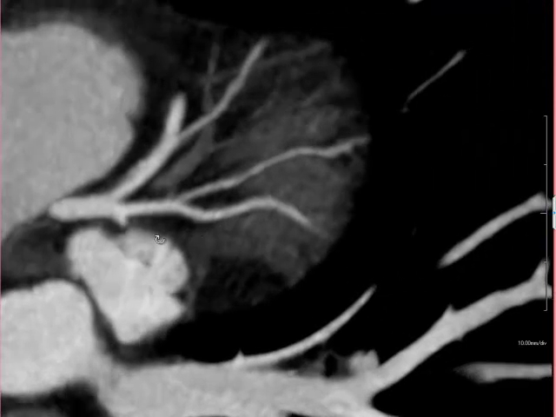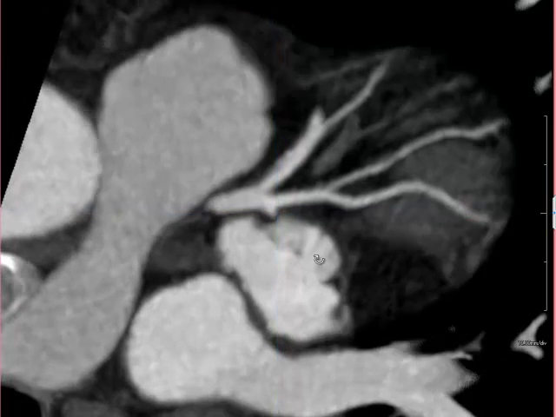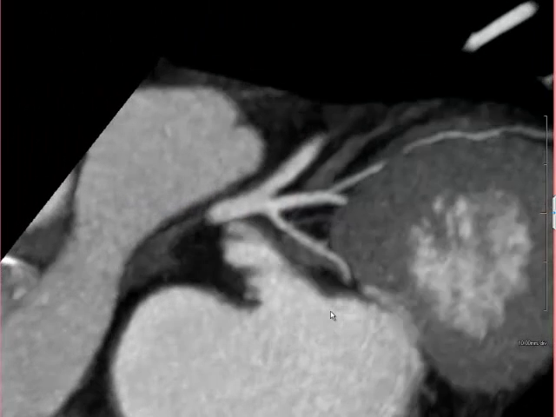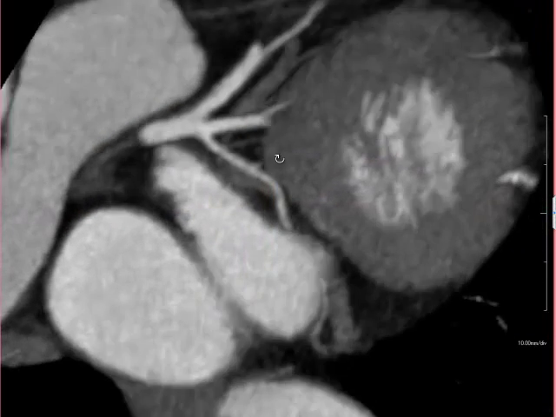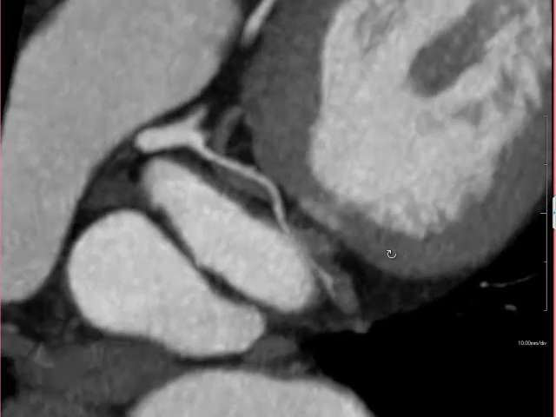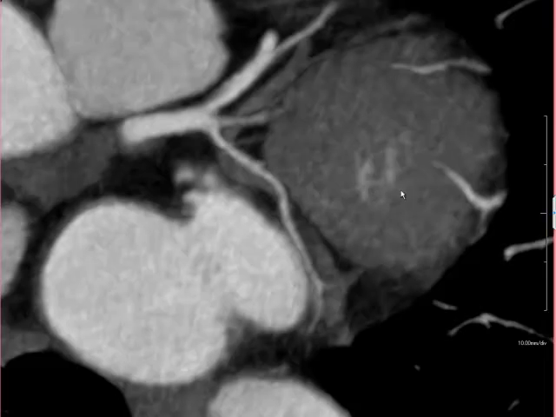We'll now turn our attention to the circumflex. This extends under the left atrial appendage and is a relatively small vessel that does not give off a significant obtuse marginal branch to the lateral wall of the heart, and does not have any significant obstructive disease.